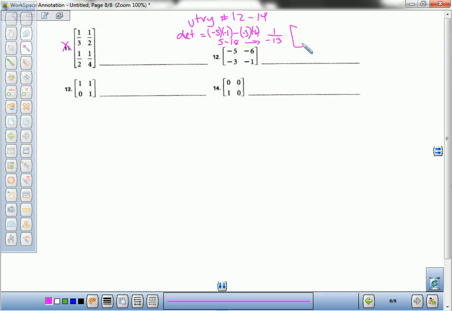Okay? Then, we swap, we negate. So we get 1/13, negative 6/13, negative 3/13, and positive 5/13. Yes, sir. We get a lot of fractions. Inverses just give us a lot of fractions.